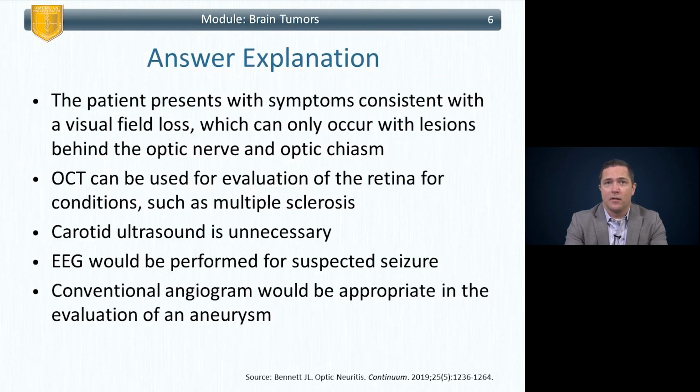These patients' symptoms are consistent with a visual field loss. These are lesions that are behind the optic nerve and optic chiasm, farther back in the neuroaxis. The other options, OCT is to evaluate the retina. This problem is far behind the eye. Carotid ultrasound is for a transient ischemic attack. An EEG could be considered in this case, particularly if the symptoms came and went, but these are a fixed visual field loss. And conventional angiogram would be to look for evidence of an aneurysm that would not apply in this case.